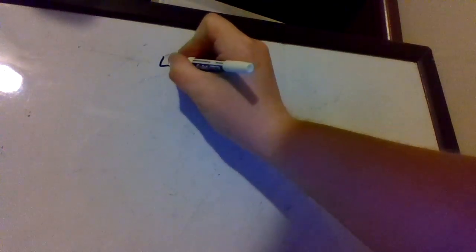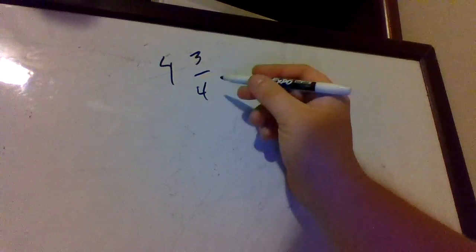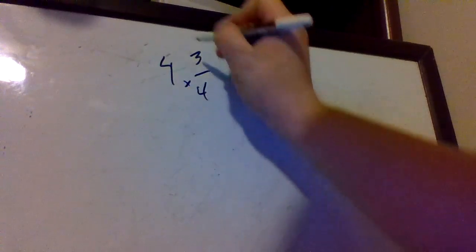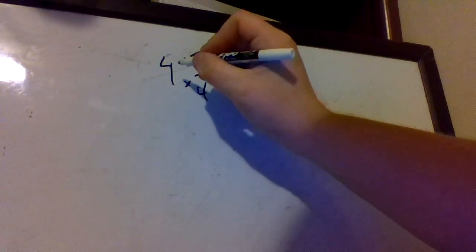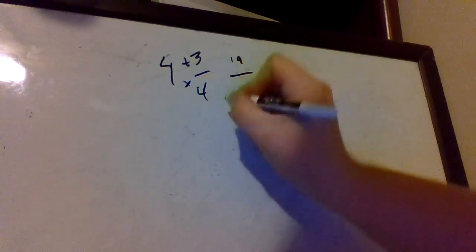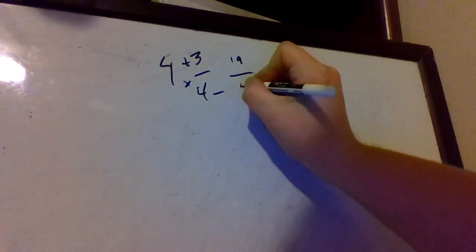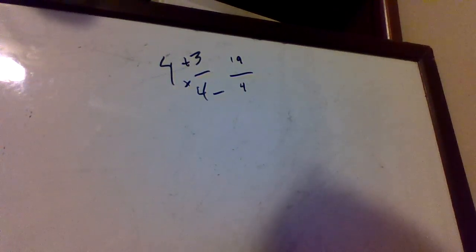So let's do another one. 4 and 3/4. Wow, that's a pretty big one. So we're going to multiply, then add. 4 times 4 is 16. 16 plus 3 is 19. And we keep the number on the bottom, so 19 over 4. 19 fourths. Or sometimes it's just easier to say 19 over 4.